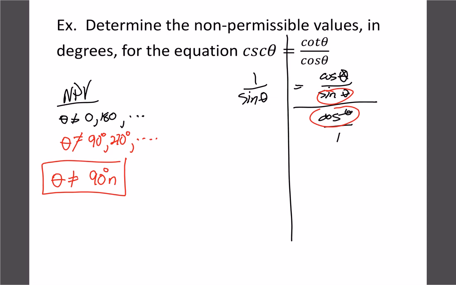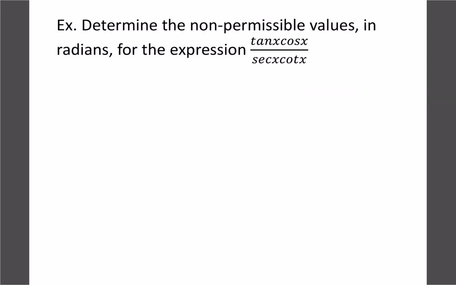So for this question, we can just finish it off by canceling out our cosines. So we have 1 over sine on the left-hand side, and we get 1 over sine on the right-hand side as well. So we've proved it, and we've got our non-permissibles. Okay, let's try another one.